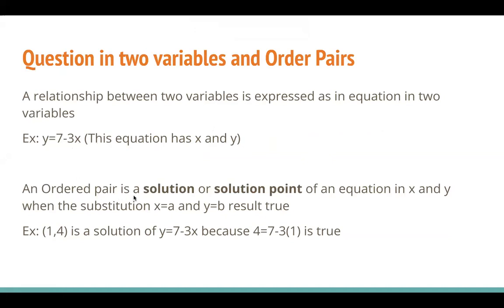An ordered pair is a solution or a solution point of an equation in x and y when the substitution x equals a and y equals b results in a true statement. An example of this would be that the point (1, 4) is a solution of y equals 7 minus 3x, because 4 equals 7 minus 3 times 1, and this results in a true statement.